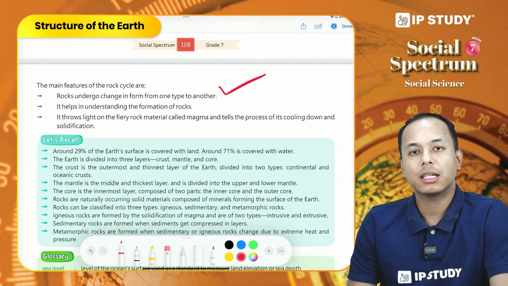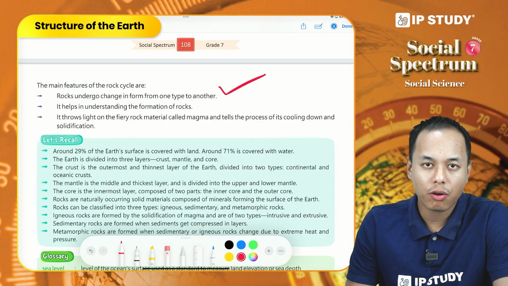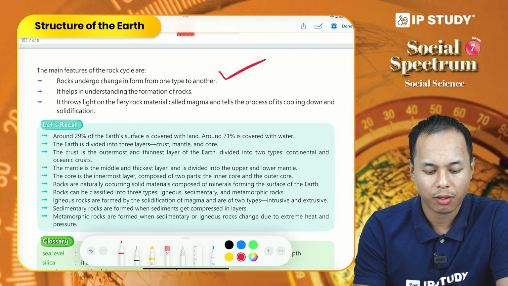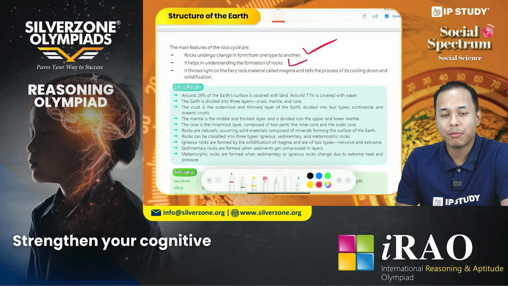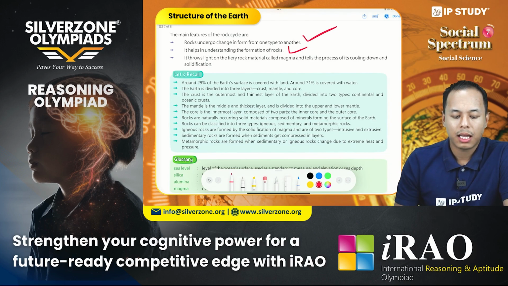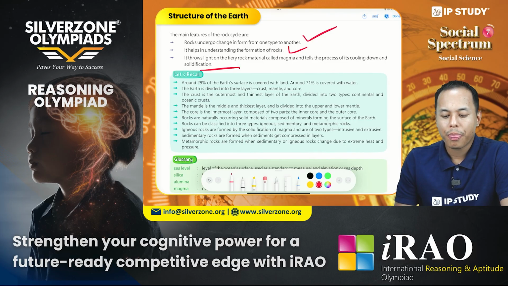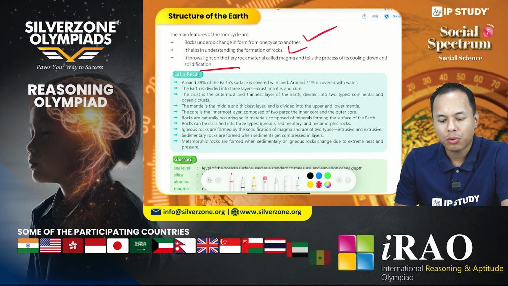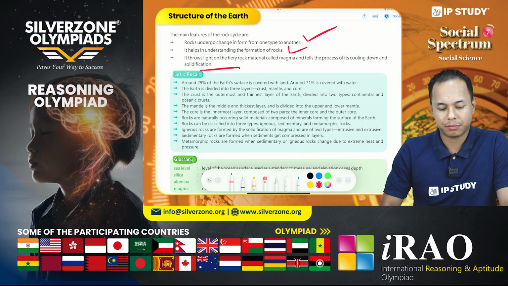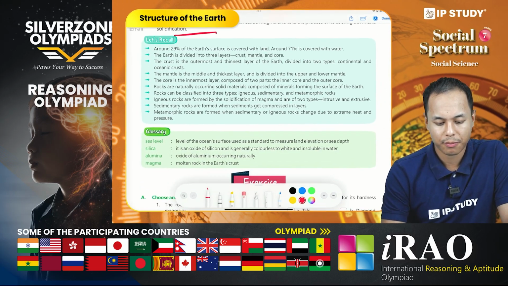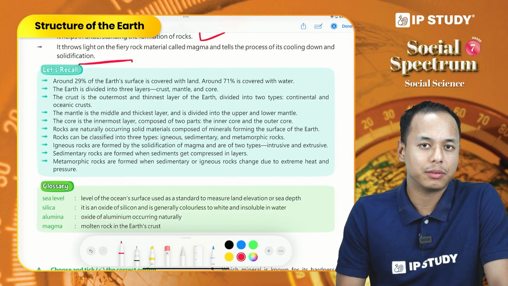So now let us see the features of the rock cycle. In the rock cycle, rocks undergo change to form different types of rock. It is a cyclic process. The rock cycle helps us to understand the formation of different types of rocks, and lastly, it tells about how magma cools down and forms igneous rock through cooling and solidification. So with this, we have come to the end of the chapter, right?